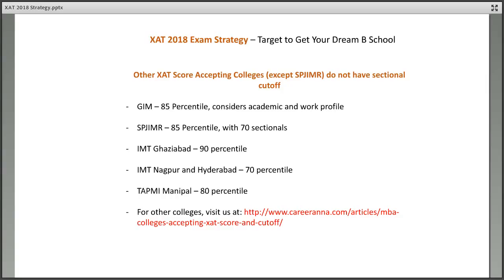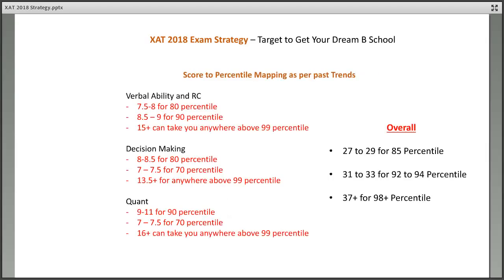And the link which you see on your screen right now is what you can visit to check out all the XAT colleges and their cutoffs. If you are not able to type this link, just Google MBA colleges accepting XAT score and couple it with the word Career Anna, and you will get the link. So just Google Career Anna MBA colleges accepting XAT score and cutoff, and you will get this link. Just open it and check out the list of all the major colleges which are accepting XAT score along with their cutoffs.